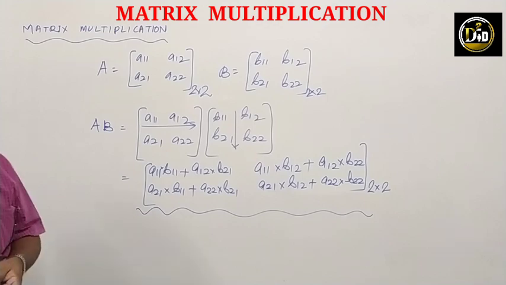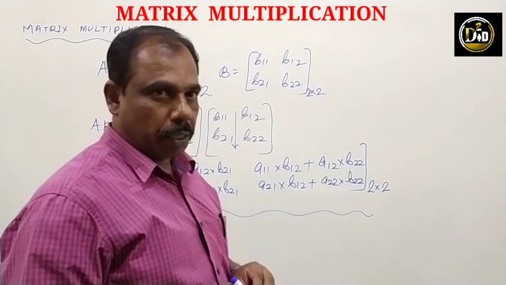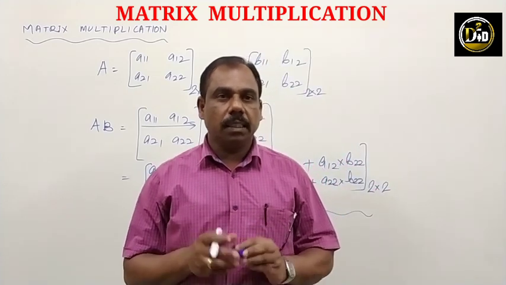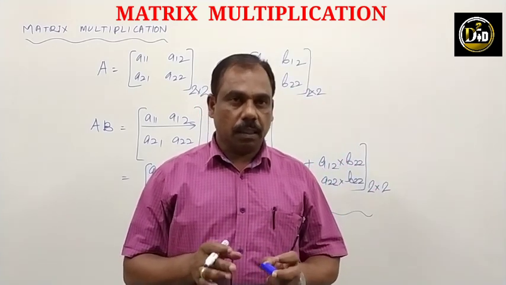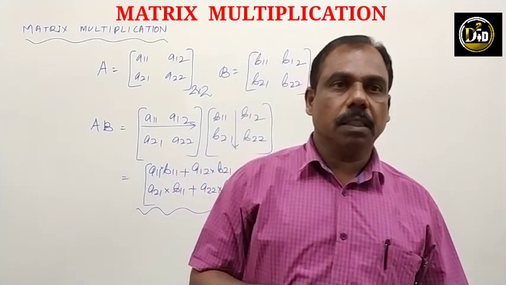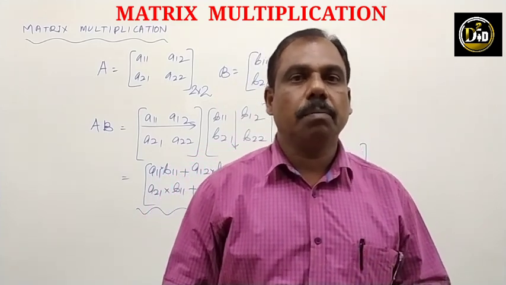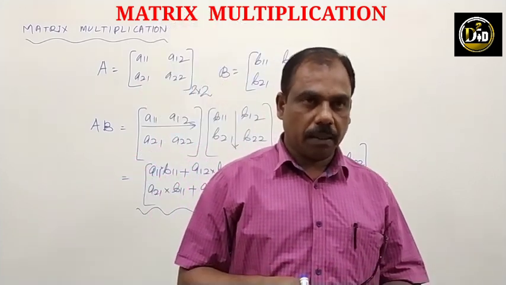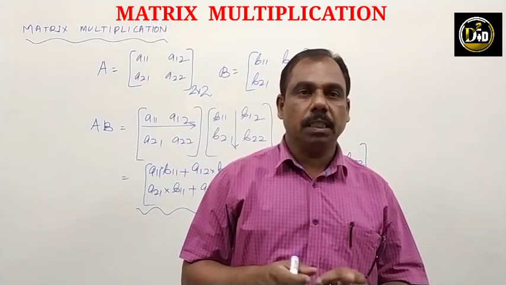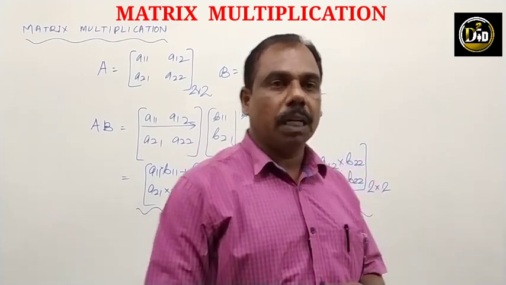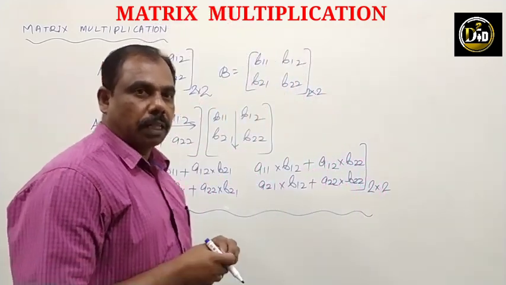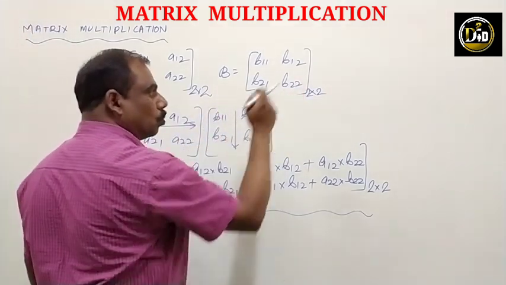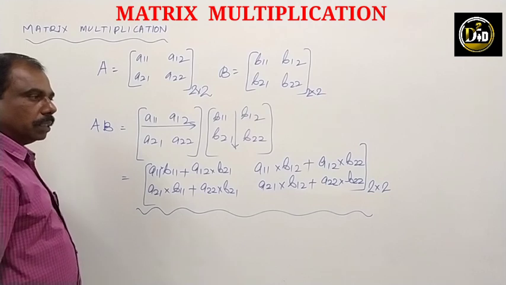So in what way do we define the product of two matrices? In the case of addition, we know that addition is defined only when the matrices have the same order. If A is a matrix of order m by n, and B is also of order m by n, we say that A plus B is defined. But in the case of multiplication, it's entirely different. In this example, if A is of order 2 by 2 and B is of order 2 by 2, A into B is defined.